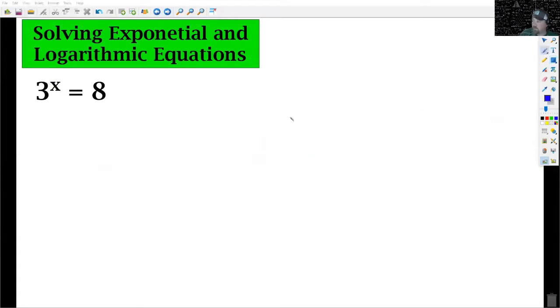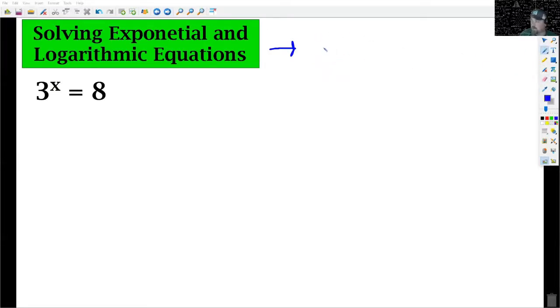We're going to kind of continue on. We're going to talk about solving basic exponential equations using logarithms. So the property that we're going to focus on here, let me start a different way. We want to solve this, 3^x = 8.